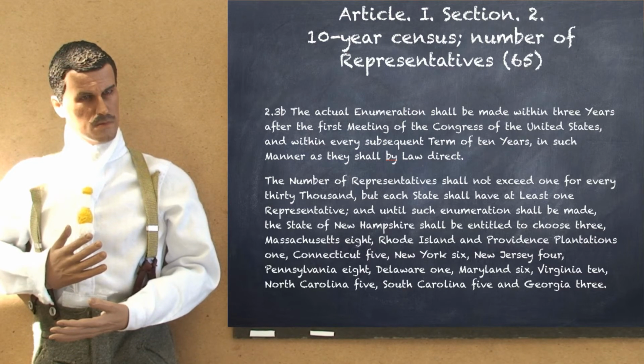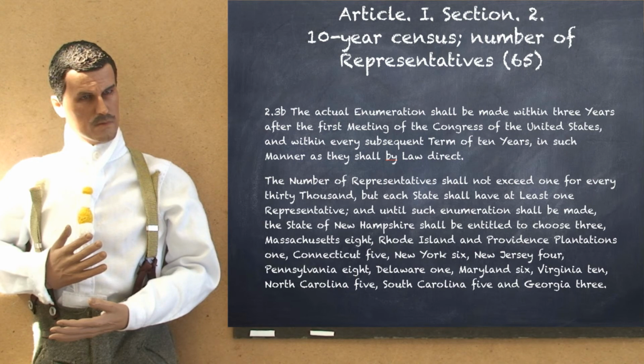And continuing on, it says, and until such enumeration shall be made, the state of New Hampshire shall be entitled to choose 3, Massachusetts 8, Rhode Island and the Providence Plantations 1, Connecticut 5, New York 6, New Jersey 4, Pennsylvania 8, Delaware 1, Maryland 6, Virginia 10, North Carolina 5, South Carolina 5, and Georgia 3. Now, if you add those up, I believe it comes out to 65. So the original number of representatives was actually 65. And they chose those numbers just until they could actually do a census.